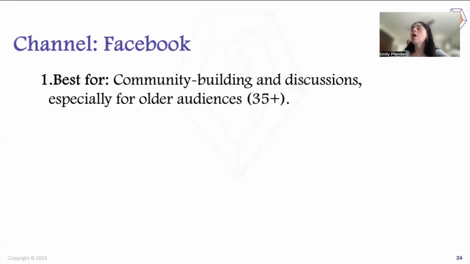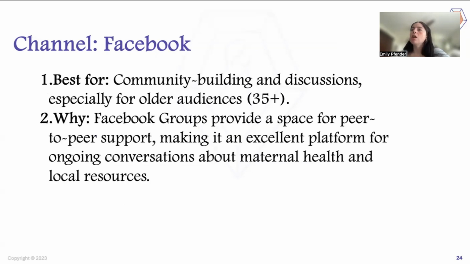We also have Facebook. This is best for community building and discussions, especially for older audiences, 35 plus.